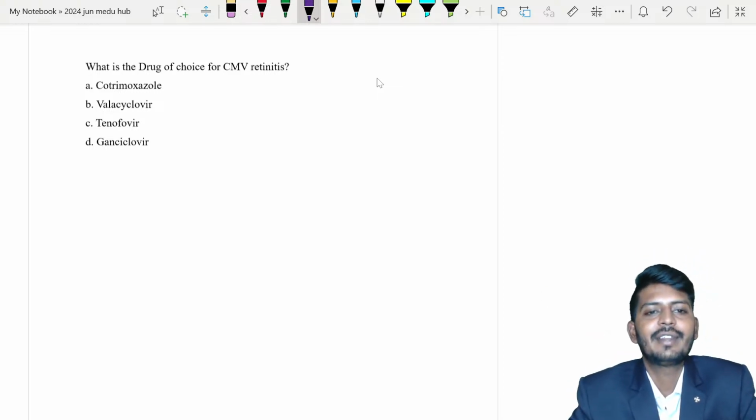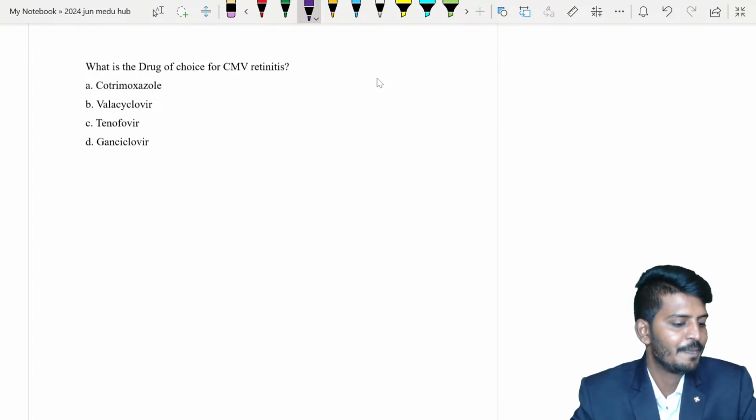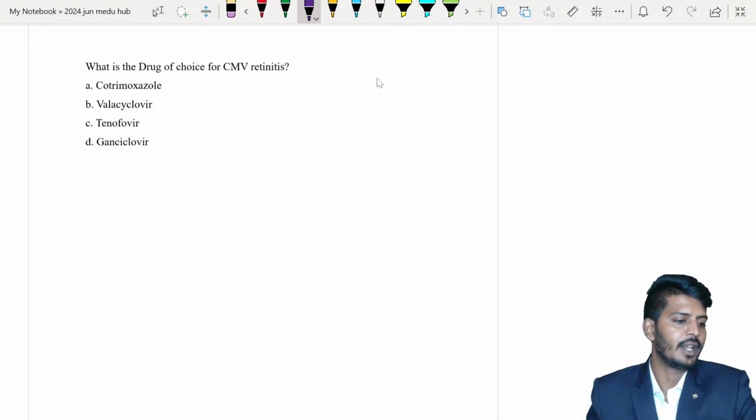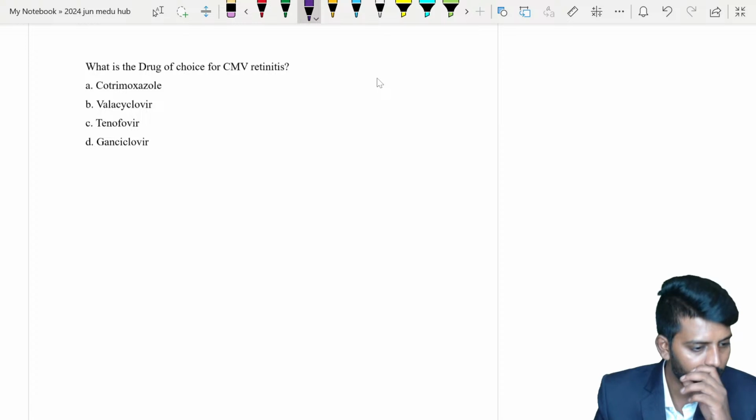What is the drug of choice for CMV retinitis? Chalo bata do. Option A cotrimoxazole, valacyclovir, tenofovir, ganciclovir. Okay, what is the drug of choice? Jaldi batao.